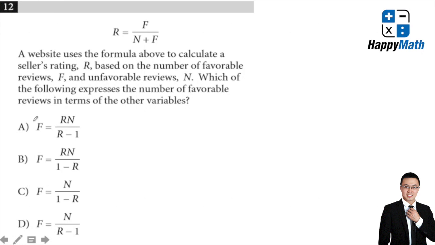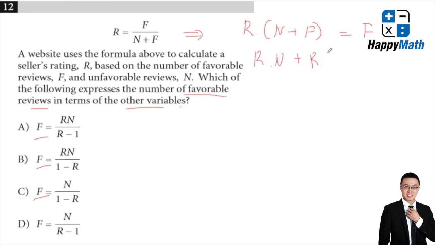We have the expression, and the question asks us to make f the subject in terms of the other variable. We have the 4 options here, and they are always f equal to something. So in this question, we are asked to rearrange for f. I will change this to n times n plus f equal to f. Expand. And I will move rf to the right hand side. Of course, you have to change sign.